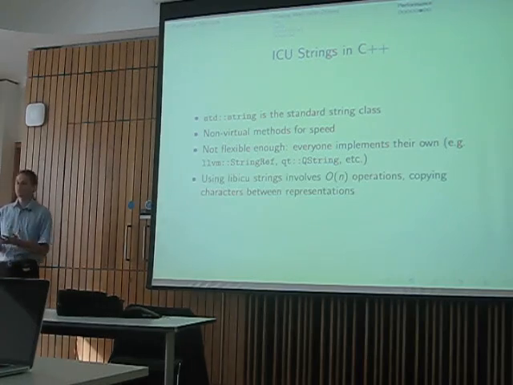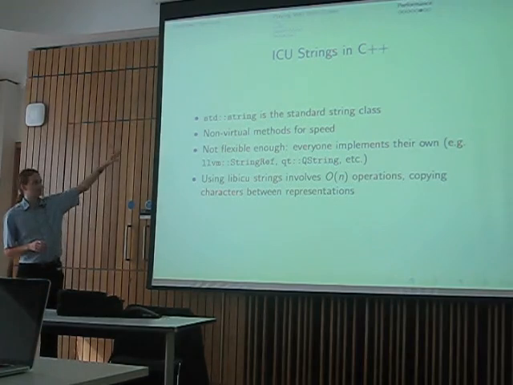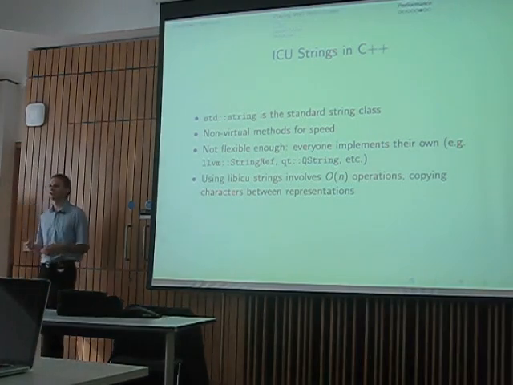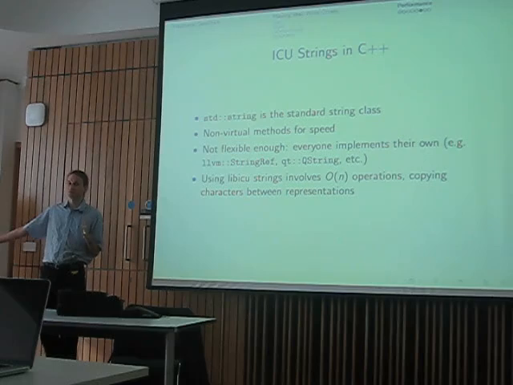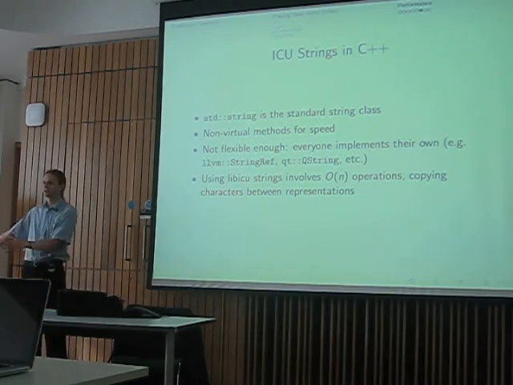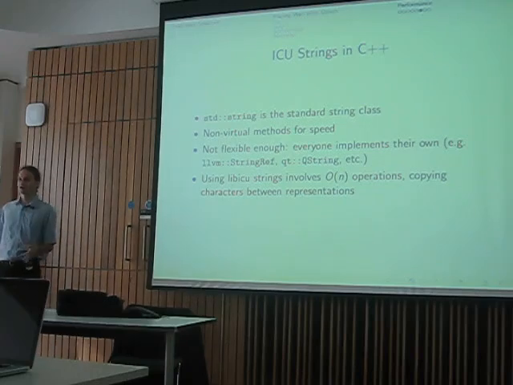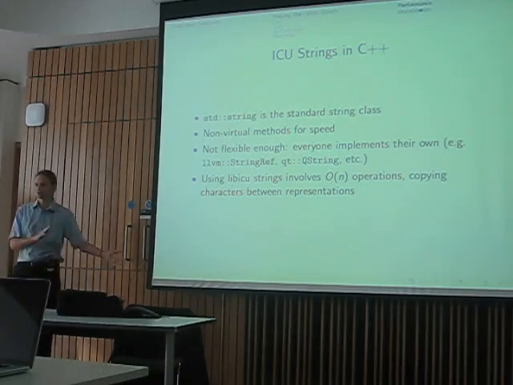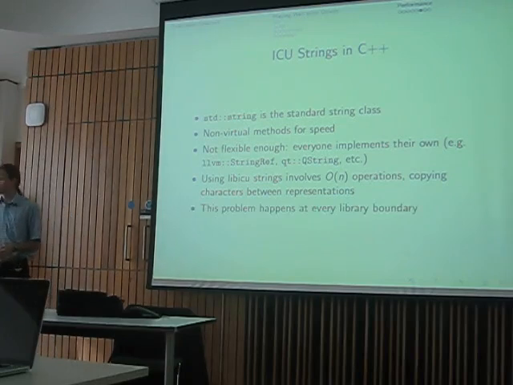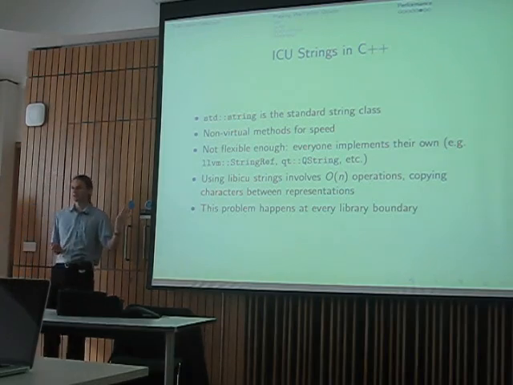So ICU, you want to use ICU from C++. So you take your C++ string, whichever one of these C++ string classes is fashionable today, and you copy it into an ICU string, and if you want to do, say, a regular expression match on the book you're writing, you're copying 100 kilobytes of text into ICU, and that's used up your data cache for that program, sorry, now you're back fetching stuff from main memory. And then you run the regular expression thing, and then you have to copy the result back into your C++ string. And this problem bites you at every library boundary in C++.